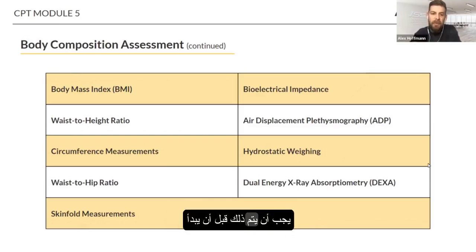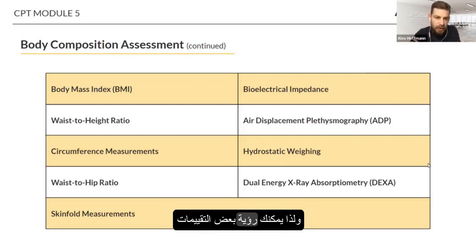Ideally, these should be done before the client starts training with you, so that their skin is dry and their body temperature is at a normal temperature. The other thing to consider when using body composition assessments is we want to make sure that the assessment that we choose factors in a client's lean mass versus their fat mass.